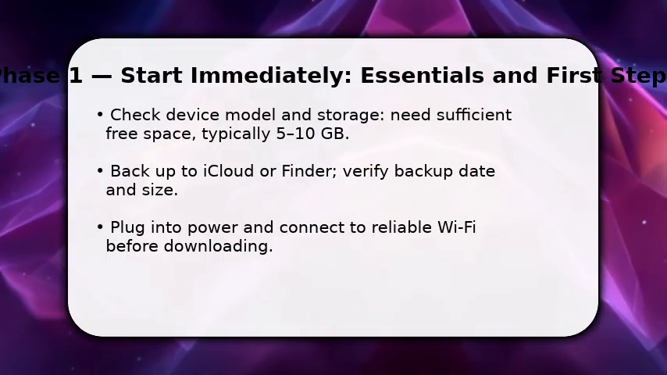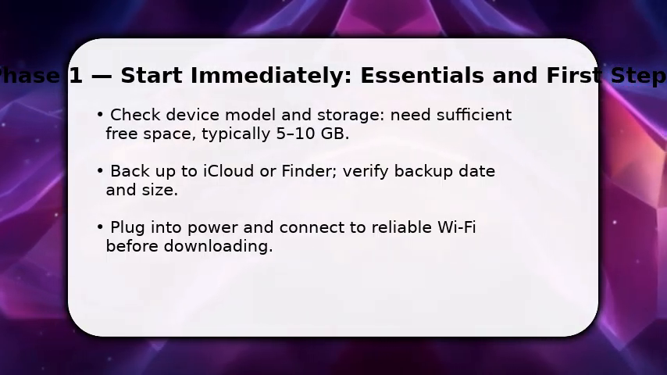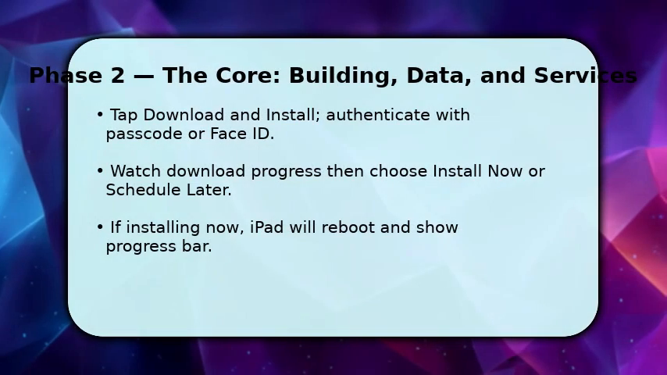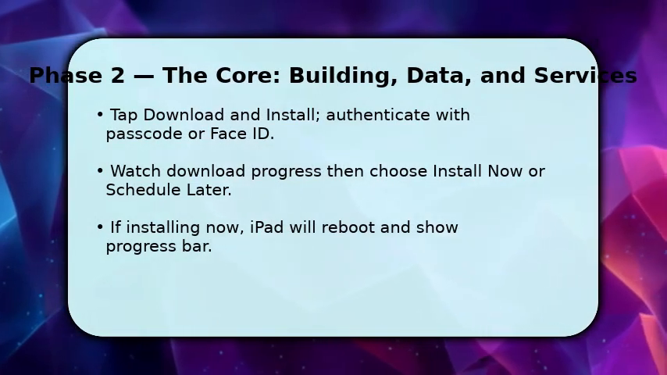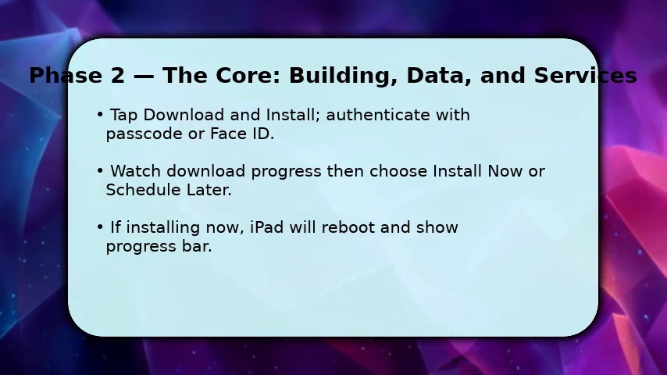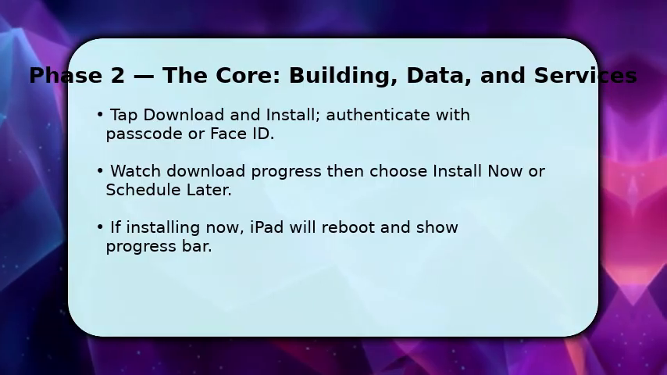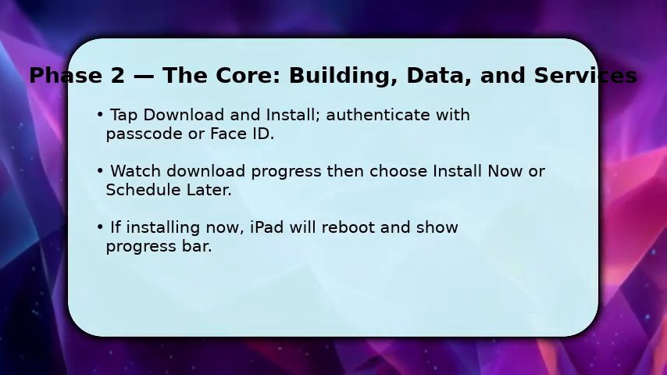Now open Settings, tap General, and choose Software Update to start the download process. That initiates the update work. You tap Download and Install, then authenticate with your passcode or Face ID that grants permission to proceed. The download runs in the background. Make sure you keep Wi-Fi connected and power attached.